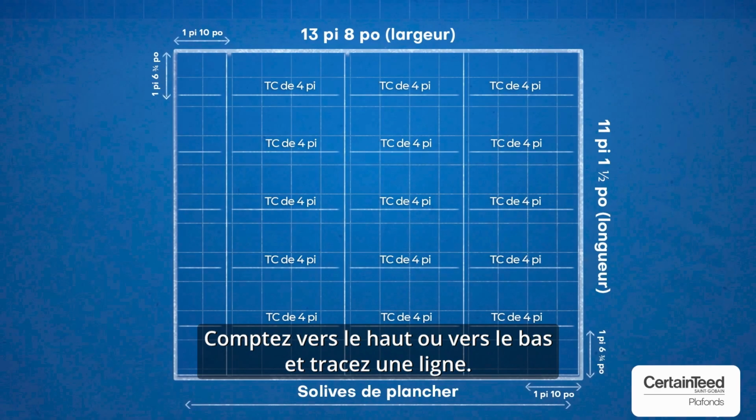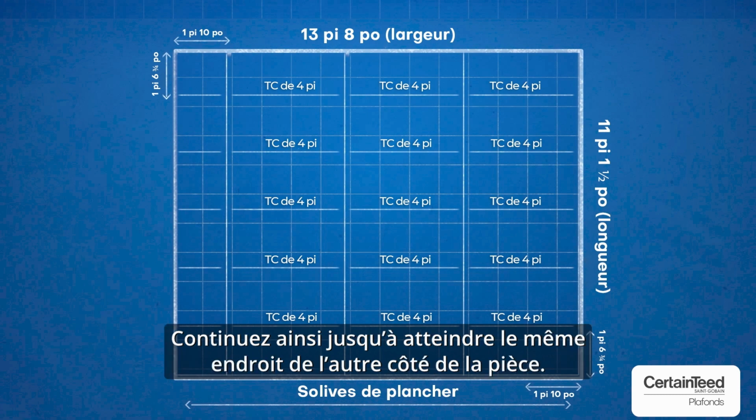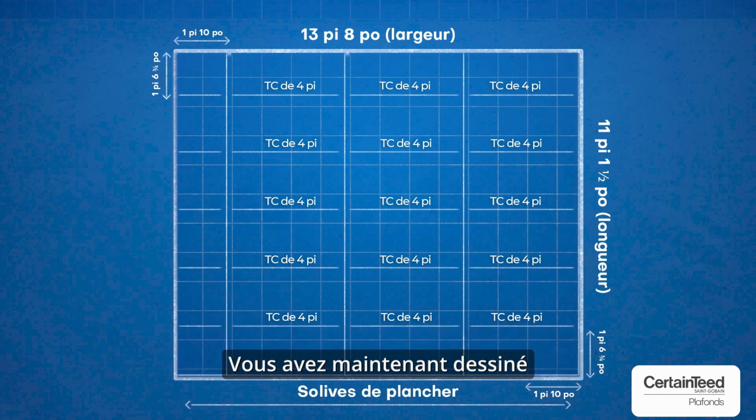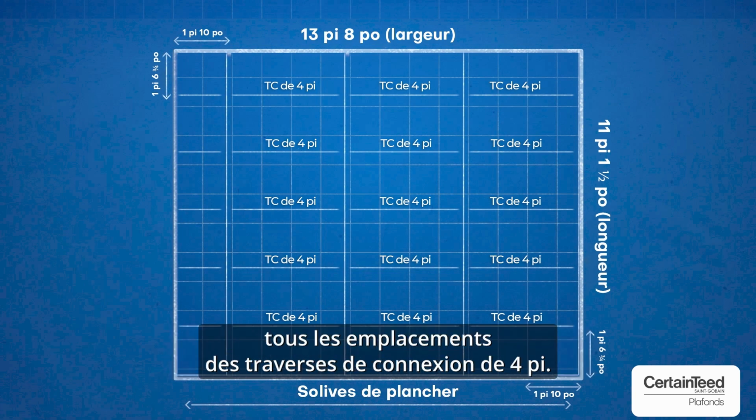Count up or down and draw a line. Continue this until you have reached the equal location on the other side of the room. You now have drawn all of your 4 foot cross tee locations.